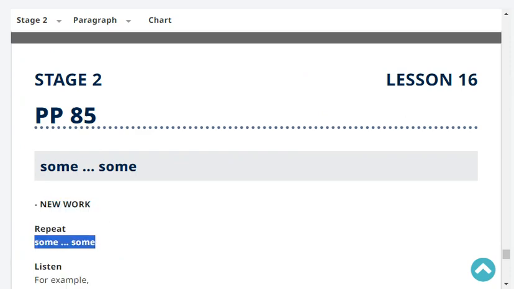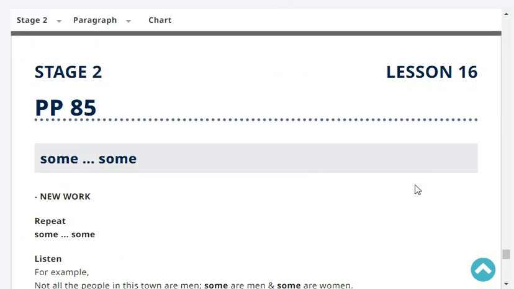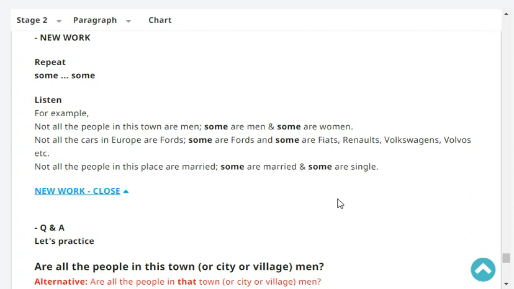Okay, next let's have some. Very good. Okay, listen. Not all people in my town are men. Some are men and some are women. Not all the cars in Europe are Fords. Some are Fords and some are Fiats, Renaults, Volkswagen, Volvos, etc. Not all the people in my place are married. Some are married and some are single.